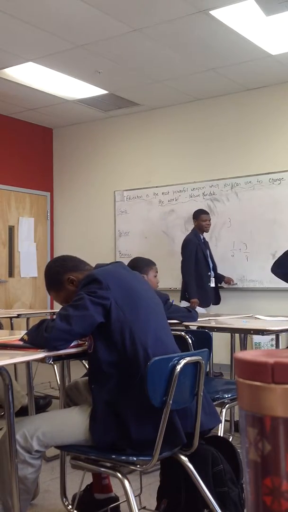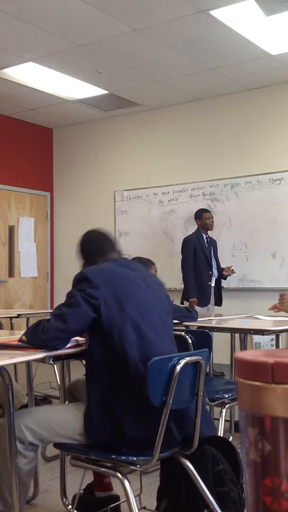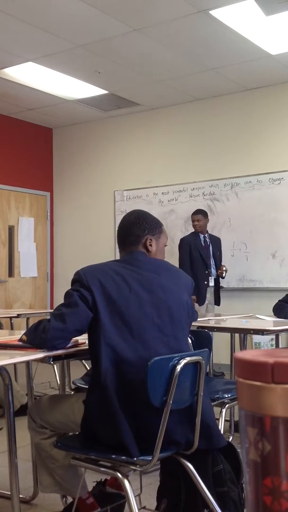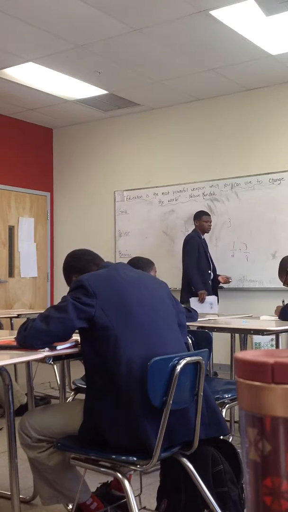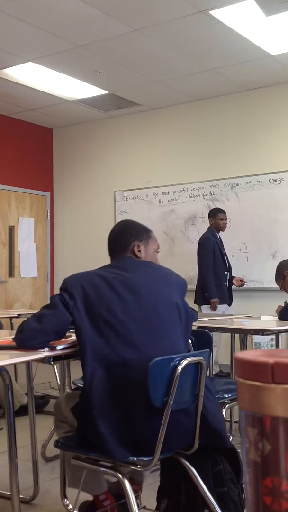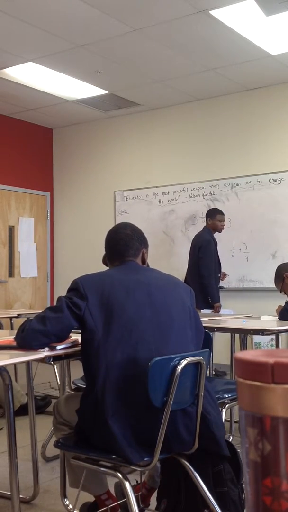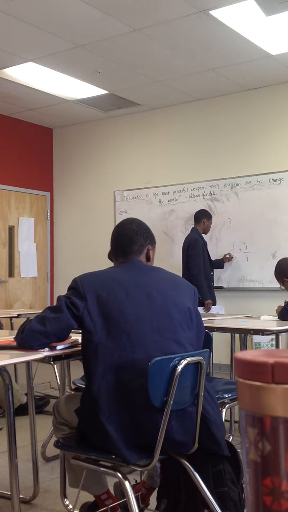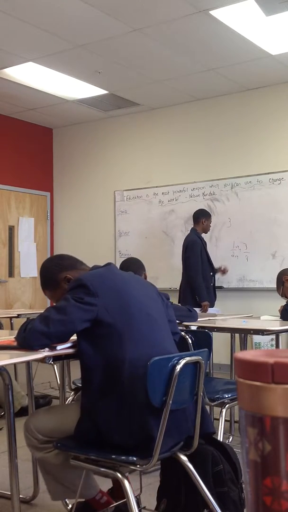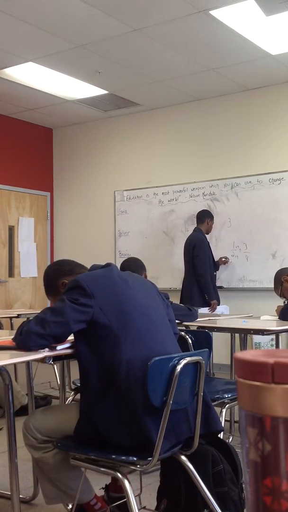You gotta make sure that the denominators are the same. What's the same number? 8. 2 times 4. So how do you get it? Times 4. Same at the top, right? So you're gonna get 4/8 plus 3/8.